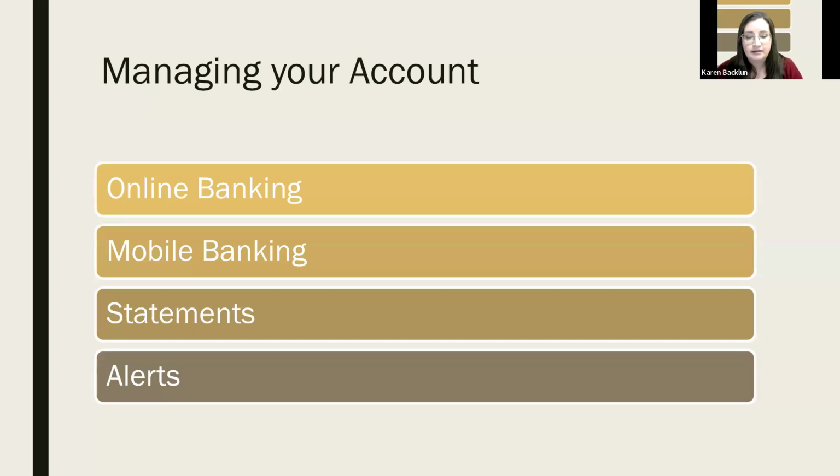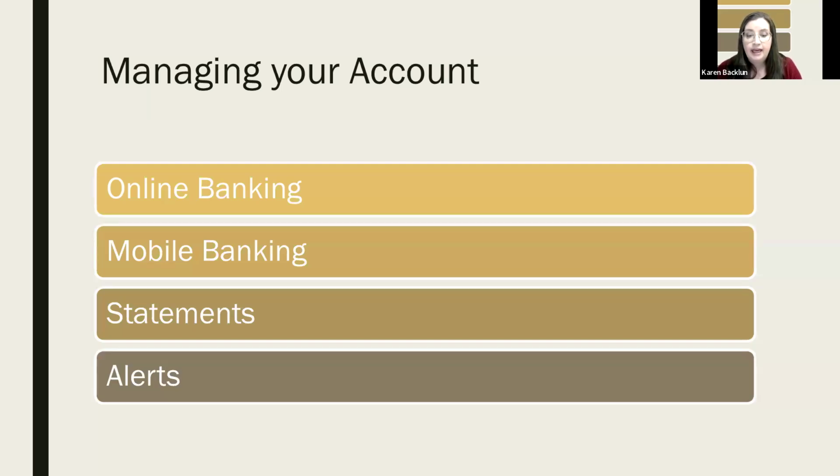Your statements. Review your monthly bank statements to track your spending and ensure there are no unauthorized transactions. Often you can opt out of getting paper statements, but you will still have access to your statements through online banking. And alerts. So banks give you all kinds of alerts right now. You can set up alerts for things like low balances, large transactions charged to your account, due dates for bills, and other things to help manage your accounts.